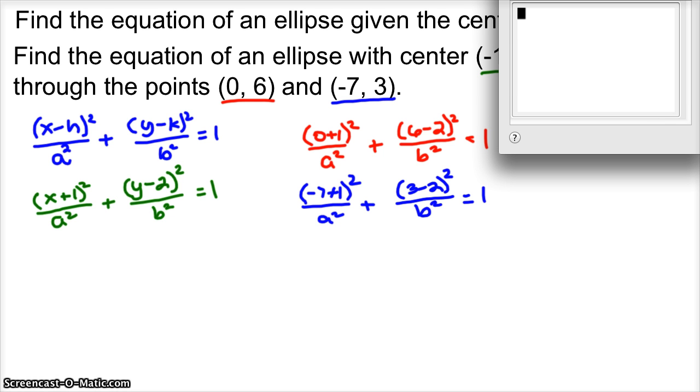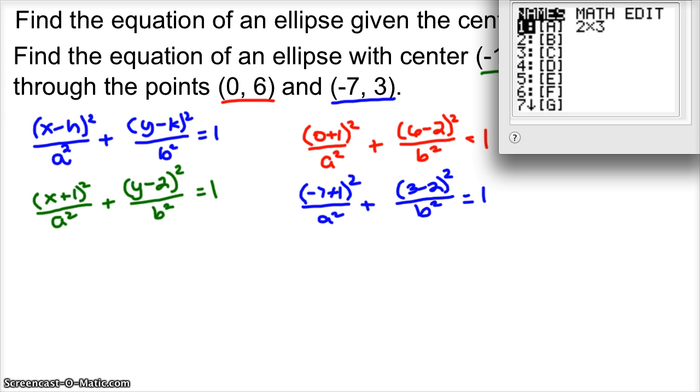I'm not even going to worry about figuring out anything, except I just have the calculator do it in the matrices. So we're going to go into the matrix. Remember, we're going to go over to edit, and I'm just going to put mine in matrix A to start with.